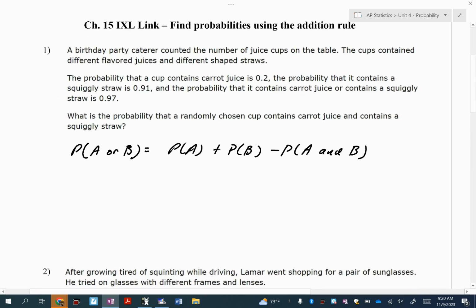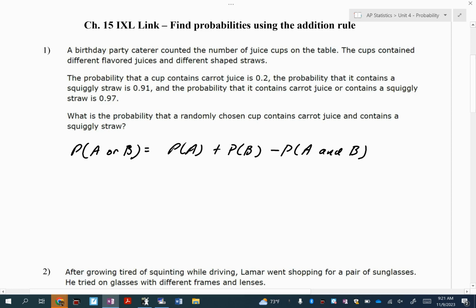We've got a birthday party caterer looking at cups, whether they contain carrot juice or whether they have a squiggly straw. I don't think I've ever heard that called squiggly. Is that the one that does the loops? Yeah. I call those crazy straws. Right. Crazy straws. Silly straws? That works too. That's probably more accurate. Okay.